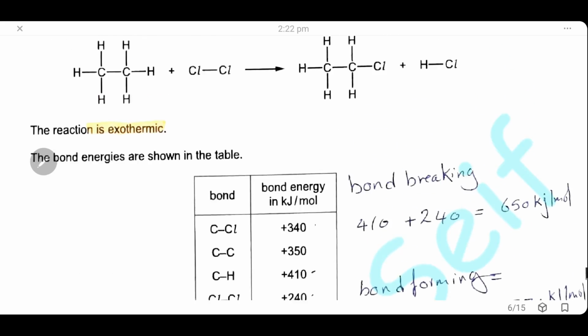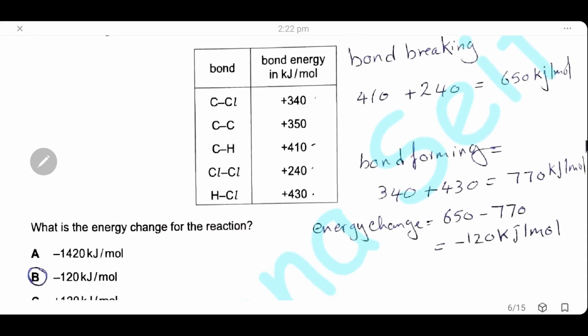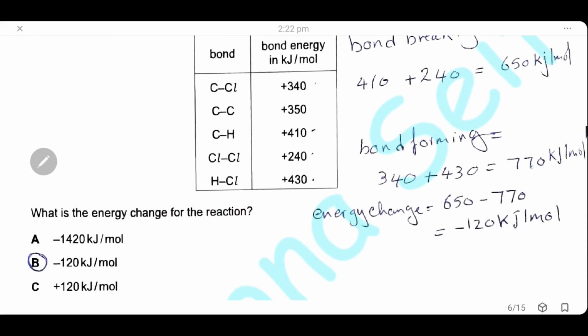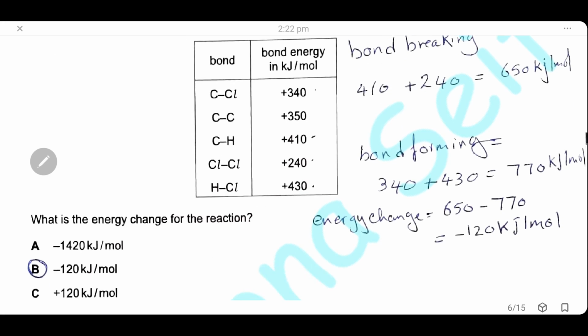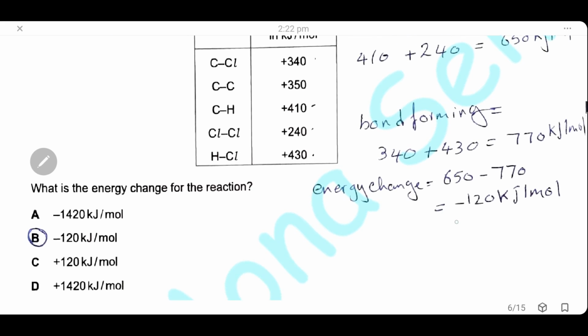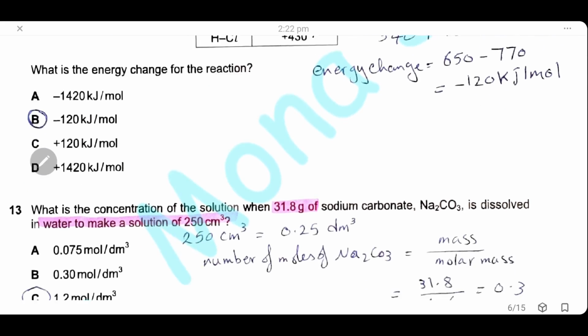H-Cl and C-Cl, the bond forming energy is 770 kilojoule, and the energy change is the energy needed for bond breaking minus the energy released from bond forming. It's 120 kilojoule per mole, and the answer is B.